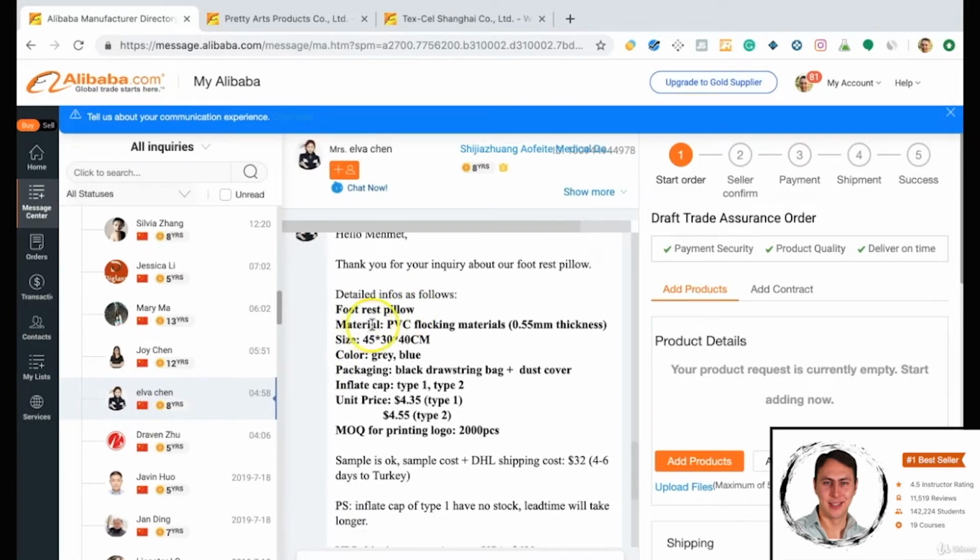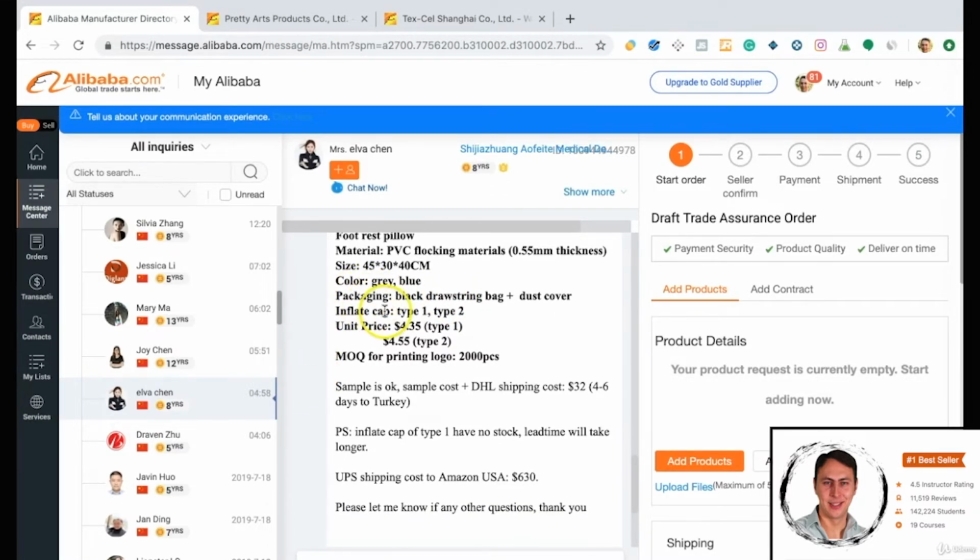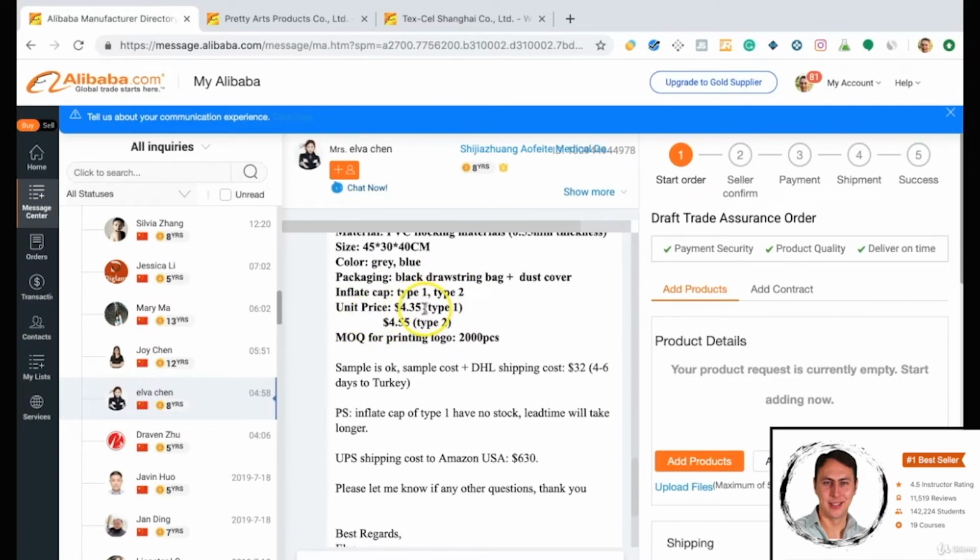This one has mentioned the product, its material, 0.55 millimeters of thickness, its size, blue color option, and packing type. There are 2 kinds of packing, 2 kinds of inflate cap type, and the prices are different. Type 1 is $4.35, another one is $4.55. If you want a logo on the product, you must order at least 2,000 units. We can make a logo for 300 units of product.